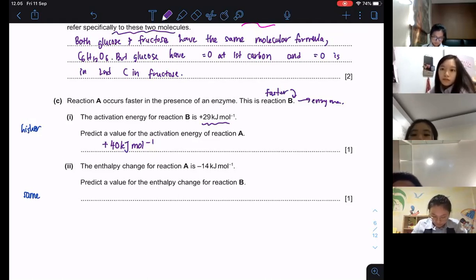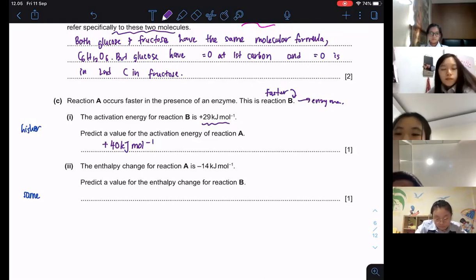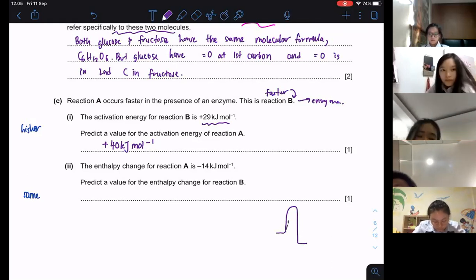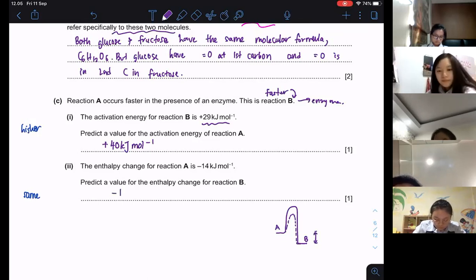Now the enthalpy change for reaction A is negative 14. Predict the value for the enthalpy change for B. Whenever you use an enzyme, the enthalpy change doesn't change. The activation energy only will decrease, but the reaction will still start from A and end at B. So your enthalpy change will still remain the same. Nothing changed there. So here we are going to have negative 14 kilojoule per mole also.